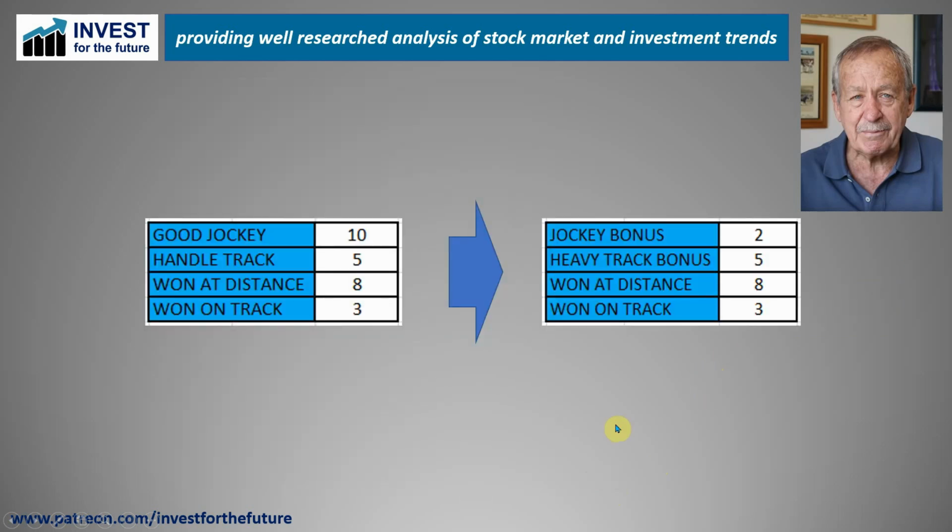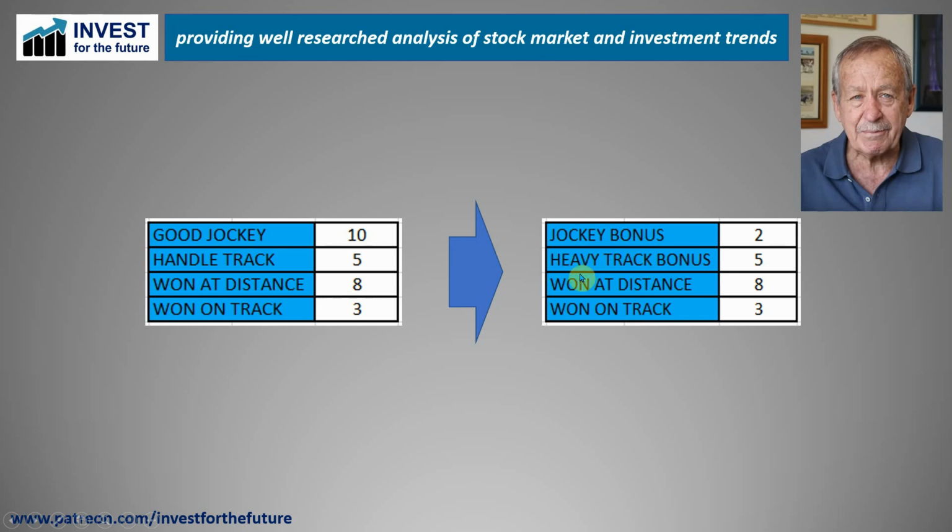Looking at the other part of the table which I've changed, the good jockey entry has been changed so that there is now no entry for a jockey other than giving a bonus of 2 points if you think that the jockey is outstanding. I've only got 2 jockeys that I'd ever give a bonus to, and they are Jamie Kah and James McDonald. In handling the track, I've just renamed it to a heavy track bonus.